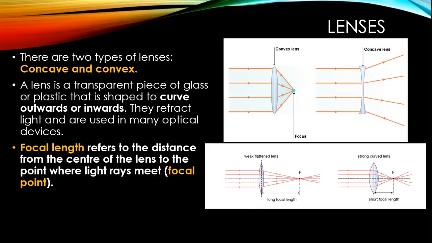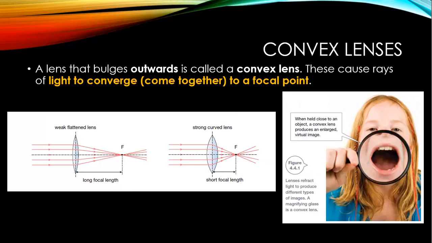Today we're going to do part 2 on our episode of light and lenses. Today we're looking at lenses and also looking at color. So there's two main types of lenses. One is concave, the other is convex. A lens is a transparent piece of glass or plastic that's shaped to curve outwards or inwards. They refract light and are used in many optical devices. Focal length refers to the distance from the center of the lens to the point at which light rays meet. That's called the focal point.